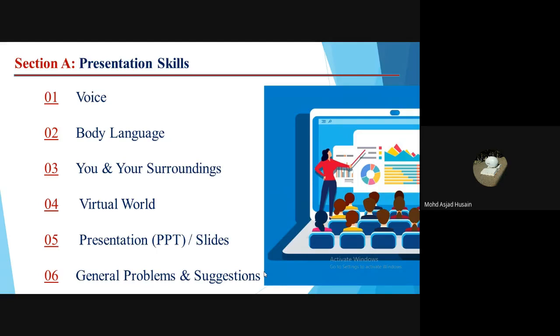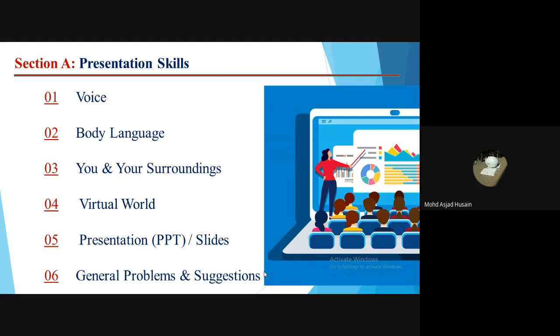So these are two major sections that we are going to discuss today. Section A is presentation skill. This section is further divided into 6 subsections. The names are given there: voice, body language, surroundings, virtual world, presentation slides, and general problems.